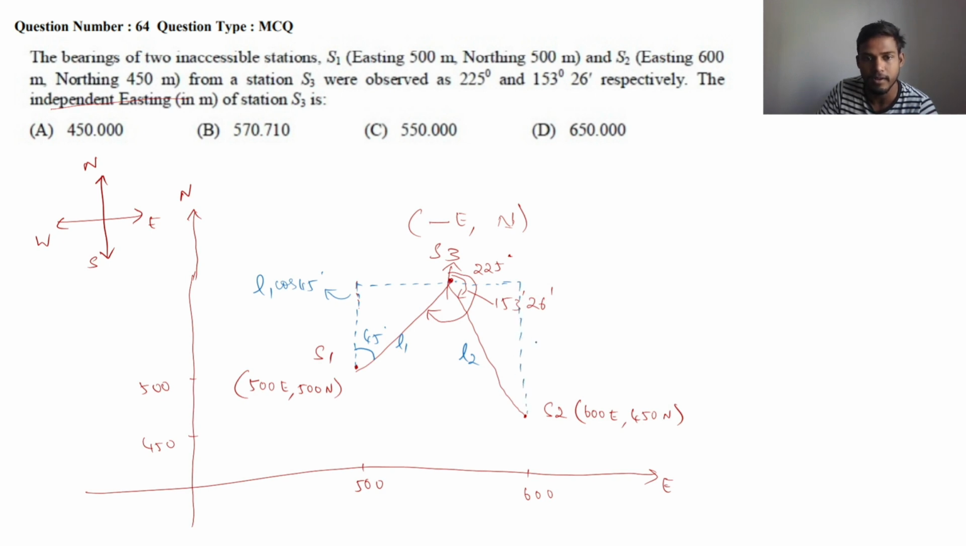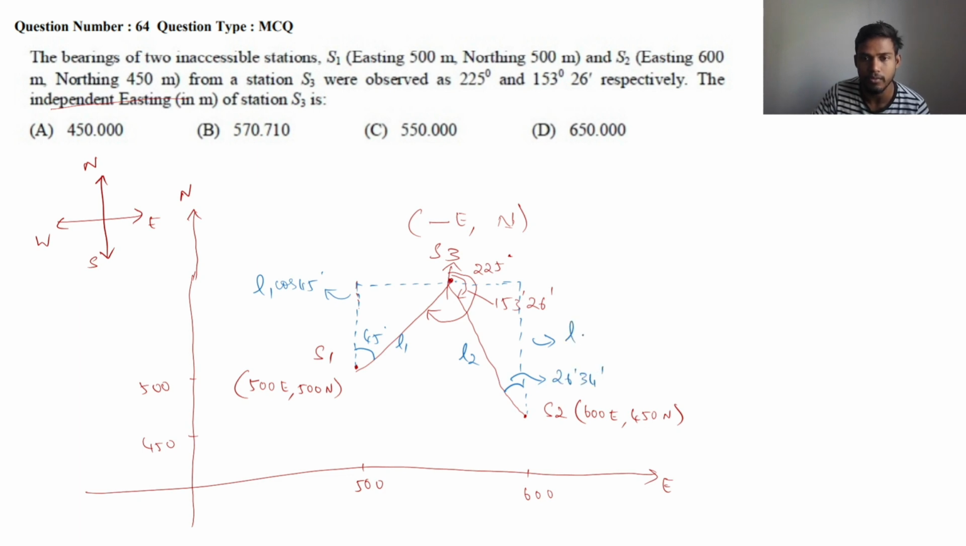To find this vertical distance, we need this angle. That is the fore bearing of S2 to S3, which will be equal to the back bearing of S3 to S2. The fore bearing of S3 to S2 is 150 degree 26 minutes. So what will be the back bearing? It is 180 degree minus 153 degree 26 minutes, which is equal to 26 degree 34 minutes.